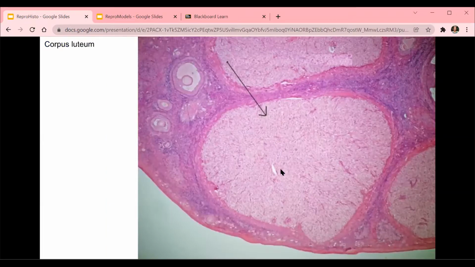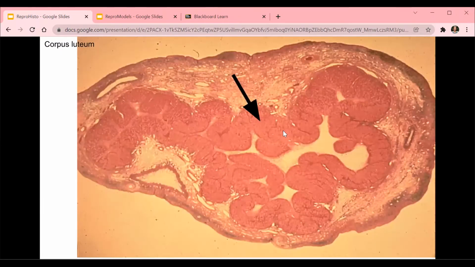And after ovulation, you can see corpus luteum. The corpus luteum is the aggregation of granulosa cells and theca cells. And this is the other corpus luteum immediately after its creation. You see that it appears like a shrunken particle. So this is about the female reproductive system.